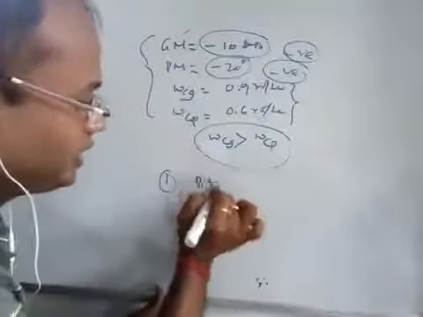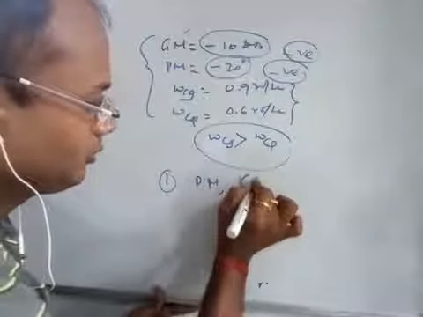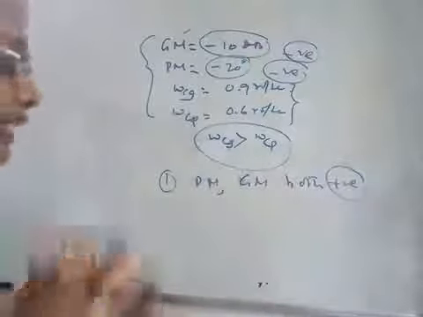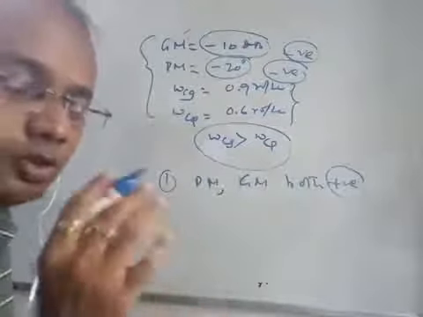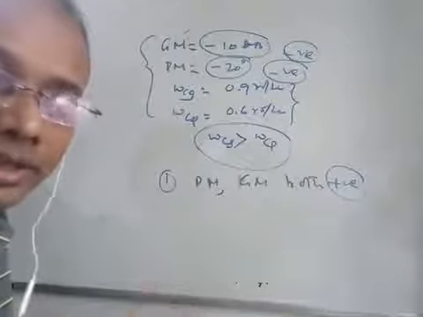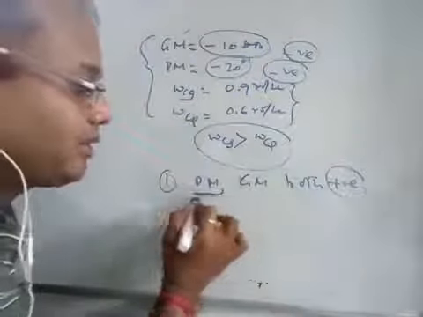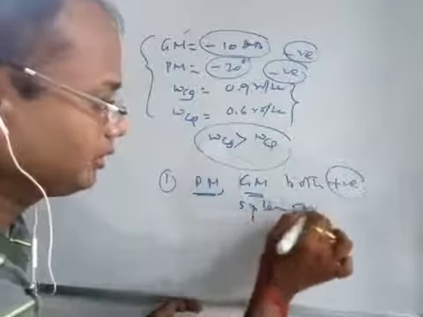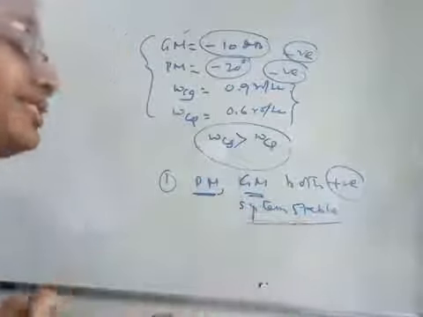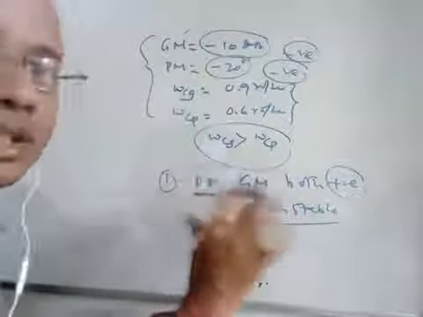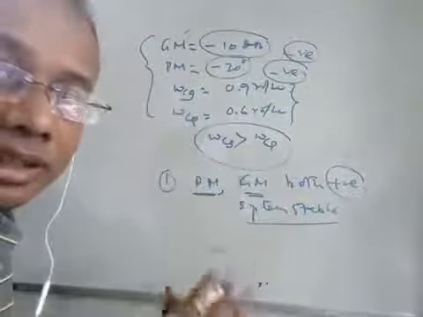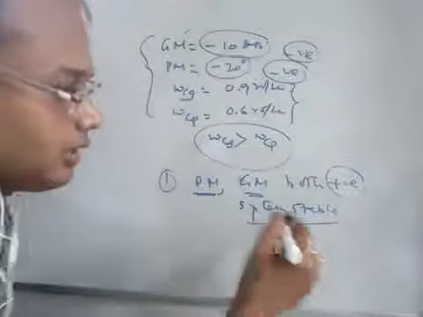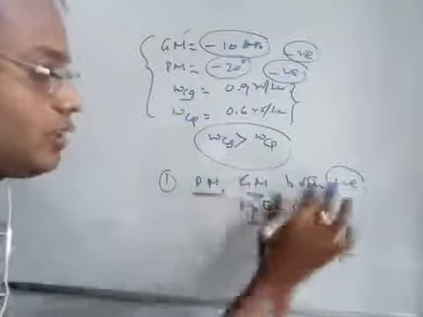If phase margin and gain margin are both positive, any value, 5 dB, 2 degrees, 2 dB, 200 degrees, 20 dB, whatever, if the phase margin and gain margin both are positive, the system is stable. Only then is the system stable. If any one of these is negative, the system is unstable. If the phase margin is positive and gain margin negative, or gain margin positive and phase margin negative, then also the system is unstable. So this is the condition for stability.